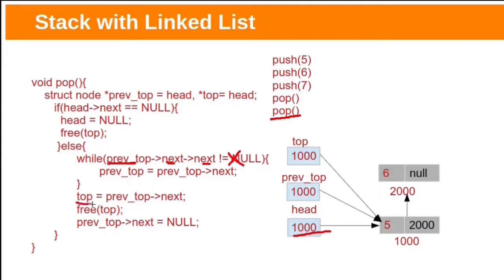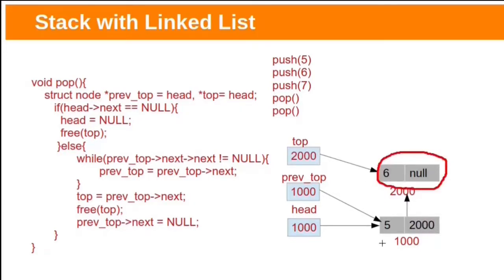This top will be updated with the previous top next value. Previous top next value is this 2000. So this top will be updated with 2000. So now top would be pointing to this last node. We need to delete top and update the link of the last but one node, this one, and set it to null. Now in the stack only one element is present.